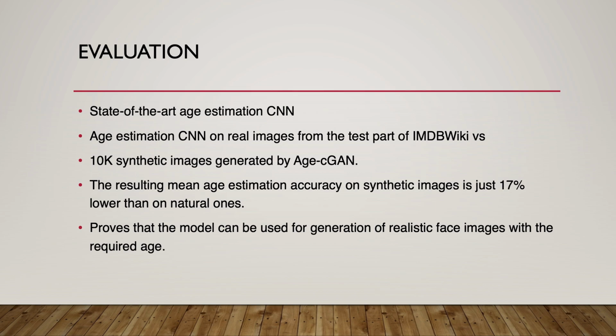So the age estimation CNN was applied to real images from the test part of IMDb Wiki versus 10,000 synthetic images generated by c-GANs. These two were compared. The resulting mean age estimation accuracy on synthetic images was just about 70% lower than on the natural ones. This went ahead to prove that the model can be used for generation of realistic face images with the required age.